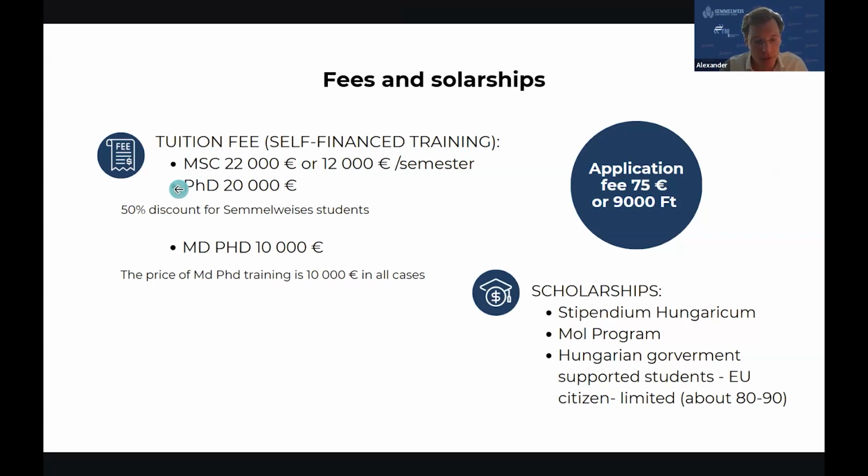As you can see, the tuition fee for the MSc program is 22,000 euros, or 12,000 euros per semester. And for the PhD, it's 20,000. But if you are a Semmelweis graduate or at Semmelweis University, you can get a 50% discount. So 11,000 for the MSc and 10,000 for the PhD per year. And for the MD PhD, very similar, 10,000 euros. Is this per year? It's per year, yes. And the 12,000 is per semester.